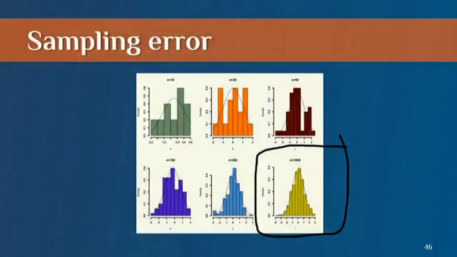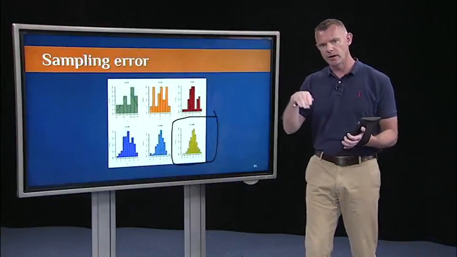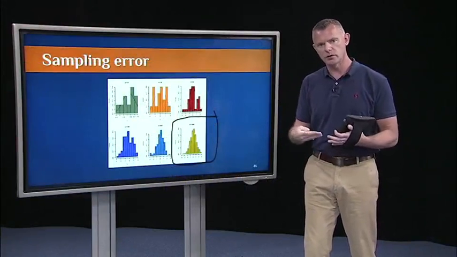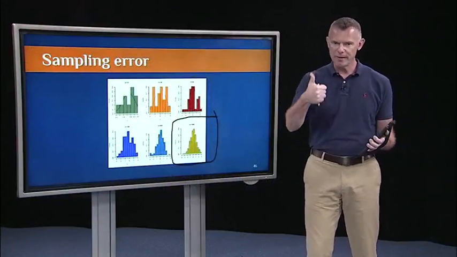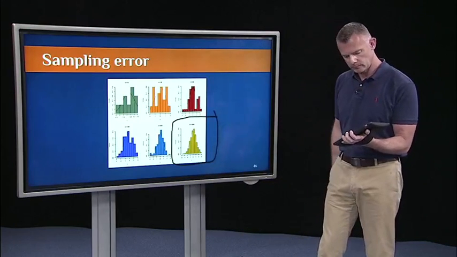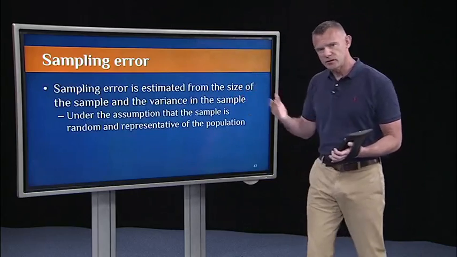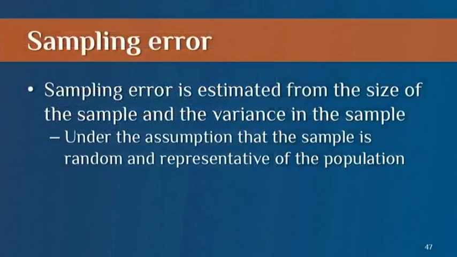And that's going to happen as sample size increases. We're going to get reduced sampling error, and we're going to get a more normal distribution in our sample. So big sample sizes are great. Sampling error, again, is just estimated from the size of the sample and the variance in the sample.